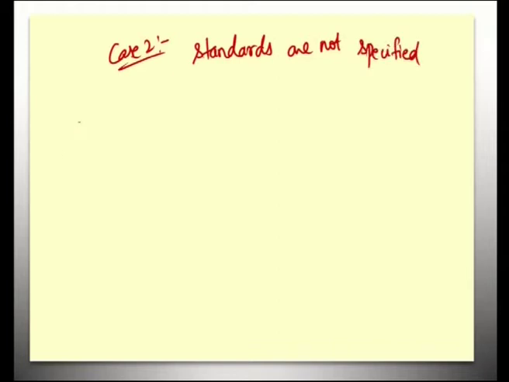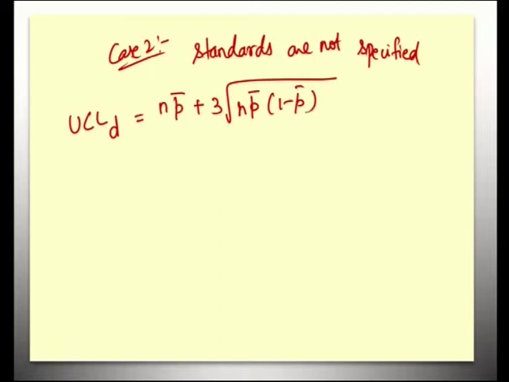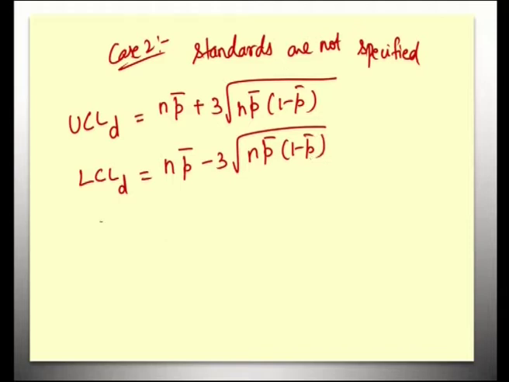then we have UCL of D is equal to n p bar plus 3 times root of n p bar into 1 minus p bar, and LCL of D is equal to n p bar minus 3 into root of n p bar into 1 minus p bar. So we have CL of D is n p bar. Whether standards are known or not known, CL remains the same, n p bar.